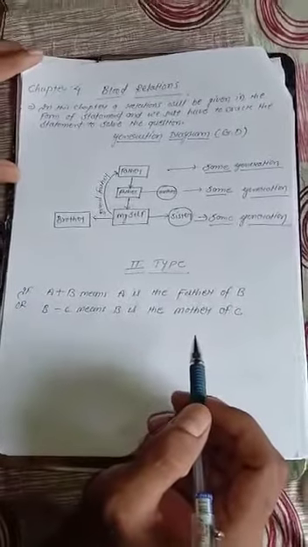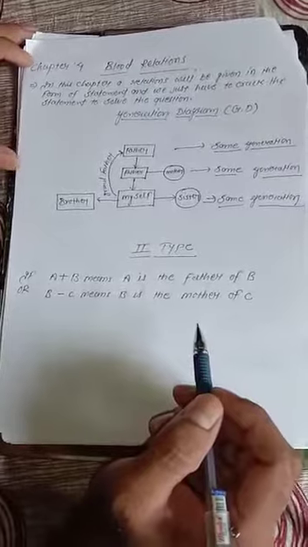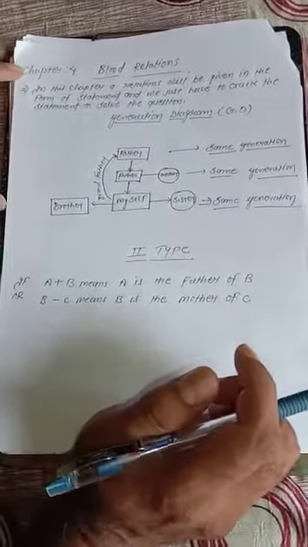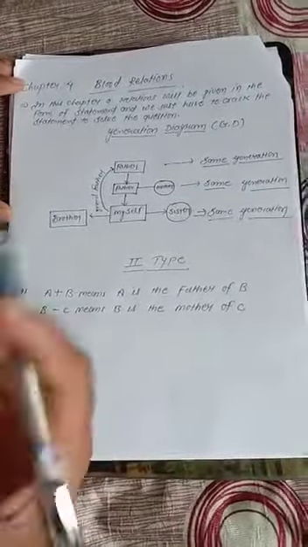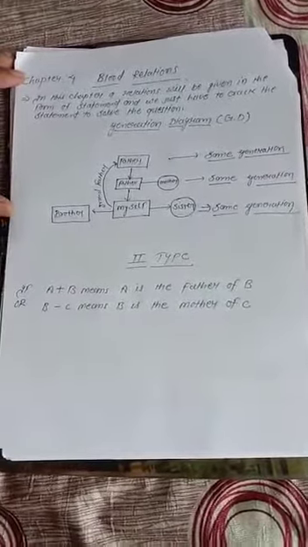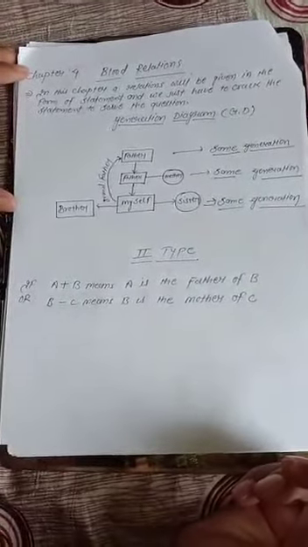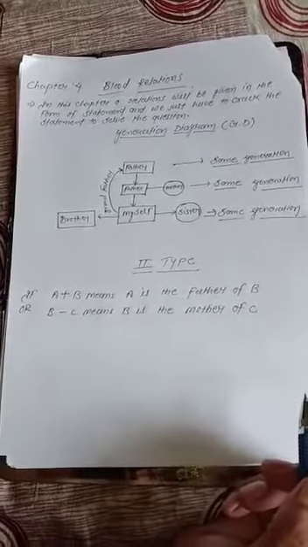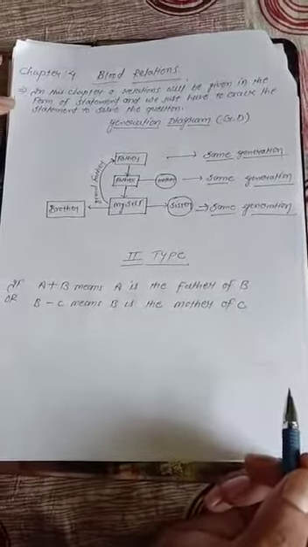Hello everyone. Today we are going to solve chapter number 4, that is blood relationship. Now this is quite an interesting chapter. In this particular chapter, a relationship will be given in the form of a statement and we just have to crack the statement to solve the question. What does it mean? It means our relationship will be given in the form of a statement and we just have to say what the relationship is between the asked persons.